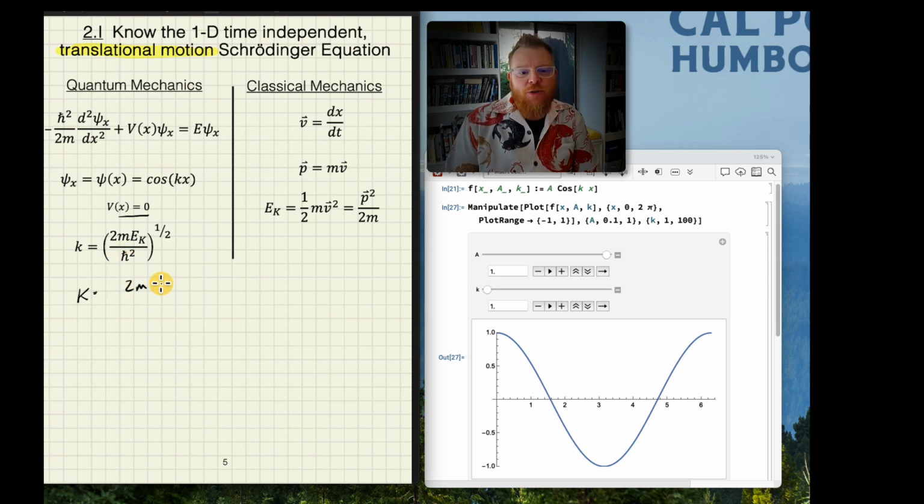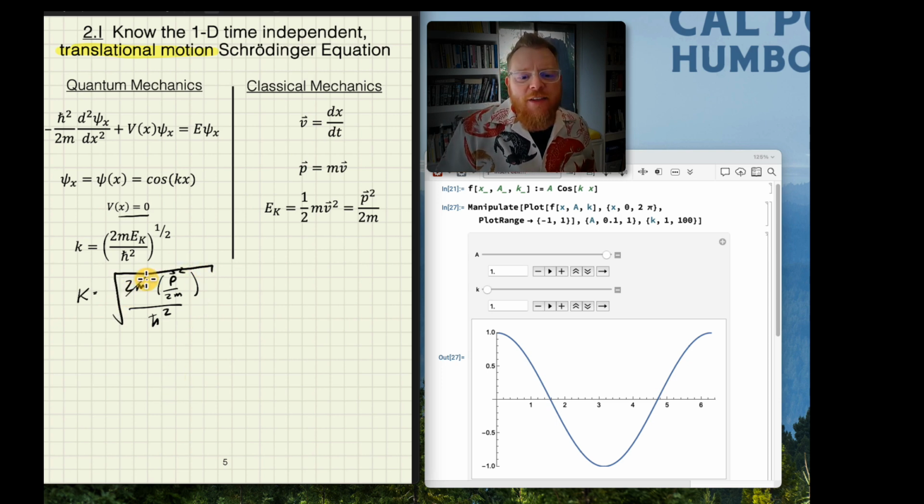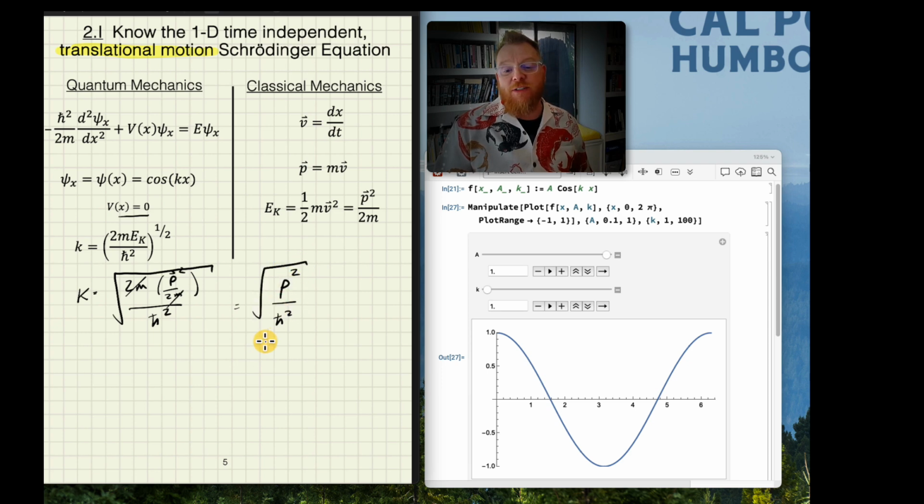So that's going to be 2 times m and times momentum squared all over 2 times m, all divided by h bar squared and all square root. So as you can see, the 2m and the 2m cancel. And I'm going to drop writing the vector quantity over momentum there to make this easier. So that becomes p squared over h bar squared, all square root, which we would recognize as just p divided by h bar. So this is pretty cool.